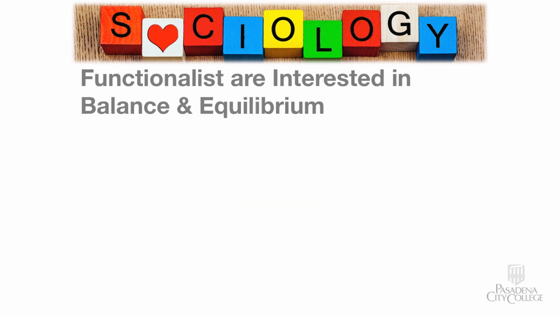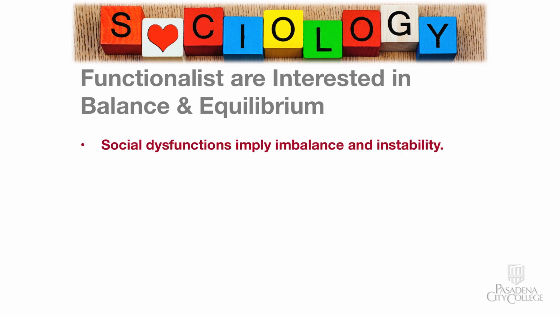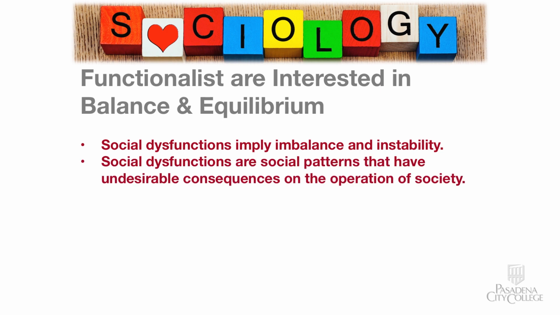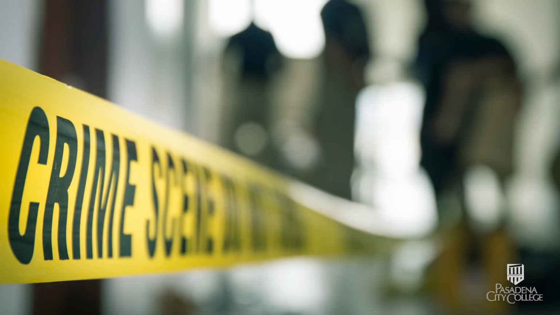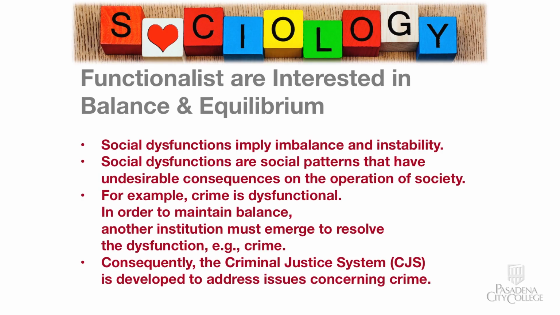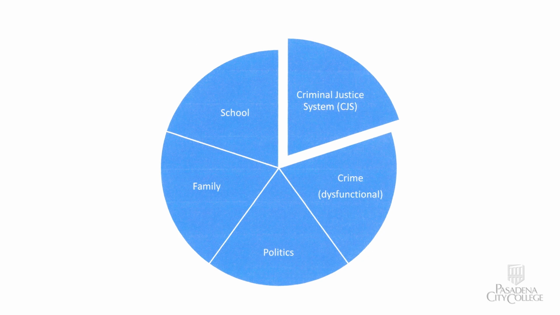Functionalists are interested in balance and equilibrium. Social dysfunctions imply imbalance and instability. Social dysfunctions are social patterns that have undesirable consequences on the operation of society. For example, crime is dysfunctional. In order to maintain balance, another institution must emerge to resolve the dysfunction, that is, crime. Consequently, the criminal justice system is developed to address issues concerning crime.